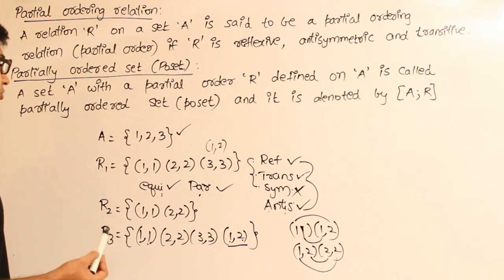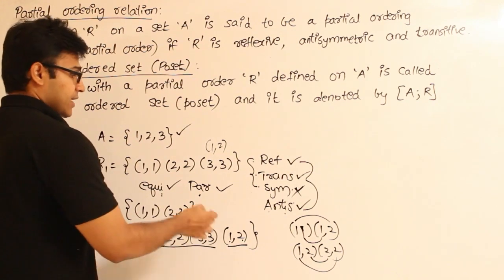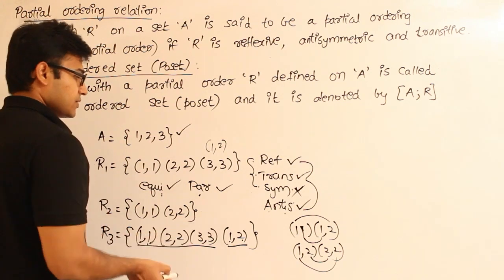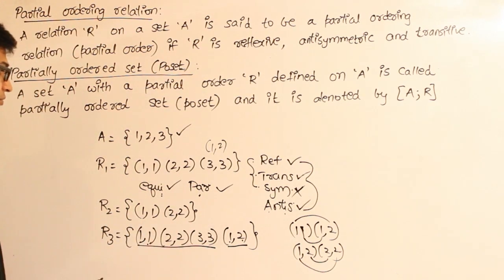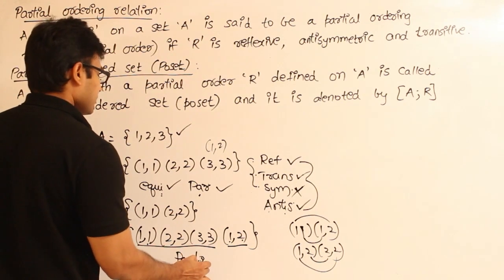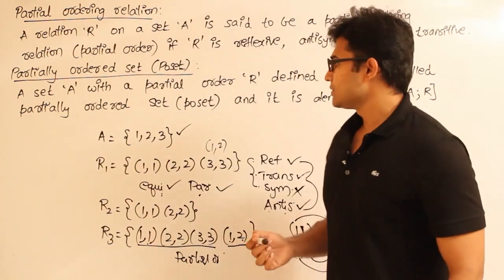So what can you say about it? It is reflexive because it contains all the diagonal elements, it is antisymmetric because it does not contain any symmetric pairs other than the diagonal elements, and it is transitive. So what can you say about it? It is a partial ordering relation. Got it? Okay, so now you have seen these examples.